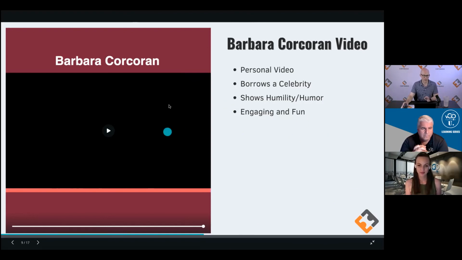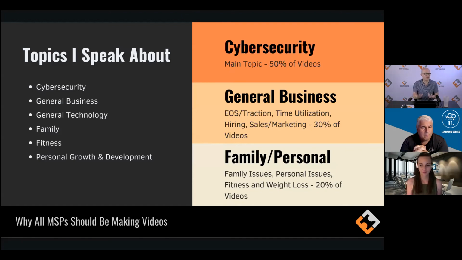I'll talk about the ratio in which I do this here. I think it's in the next slide. So the topics I speak about, and this is something that's really important whenever you put together a content strategy for video, is that you have a plan to know what it is you're going to talk about. I spend about 50% of my time talking about cybersecurity, and about 30% of my time talking about general business topics that I'm really well versed in: EOS Traction, because we run it in our company, and time utilization. I'm very big on that, and I have a system for it, so I talk about it a lot. Hiring, sales and marketing. These are all things I talk about all day long. So they're about 30% of the videos that I create.